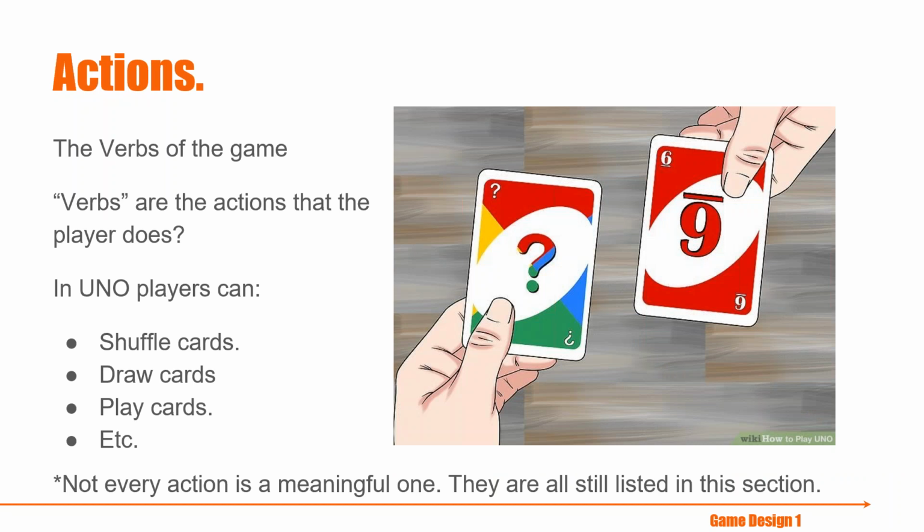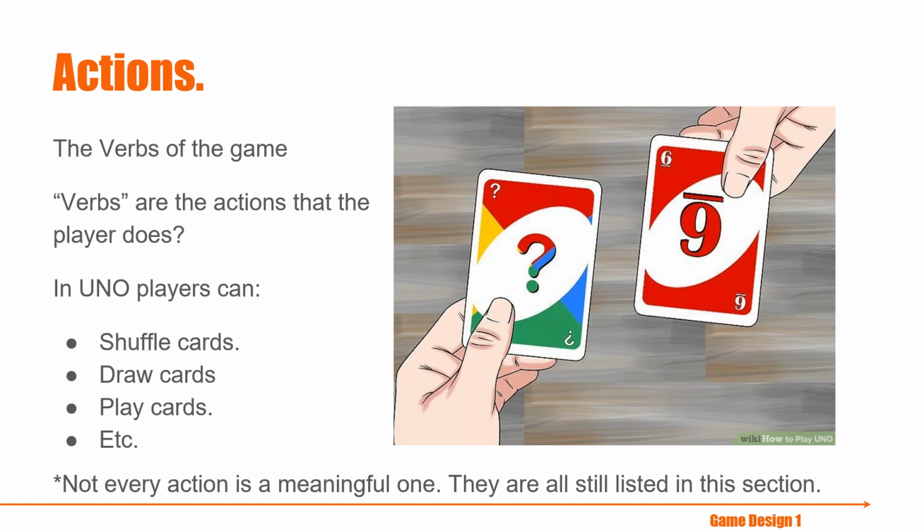Next, we're going to talk about actions. Now, these are the verbs of the game. We'll do Uno as the example. We have shuffle cards, draw cards, play cards, etc. Not every action that you do is a meaningful one, but they still should be listed. You, as the designer, want to make sure that you list all of your actions, and you want to make sure that the majority of your actions are meaningful ones. So, ones that allow players to make a choice that will impact the game.